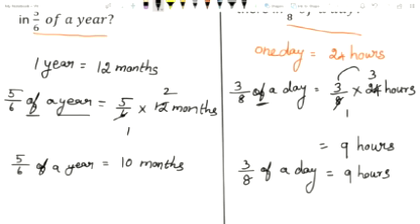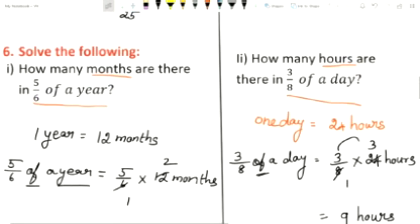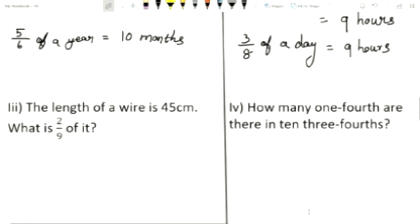Do you understand, children? So how many hours are there in 3 by 8 of a day? 1 day equals 24 hours. So 3 by 8 into 24. 8 ones are 8, 8 threes are 24. Now you multiply this, 3 threes are 9 hours. So 3 by 8 of a day equals 9 hours. You understand, children? See the next question.